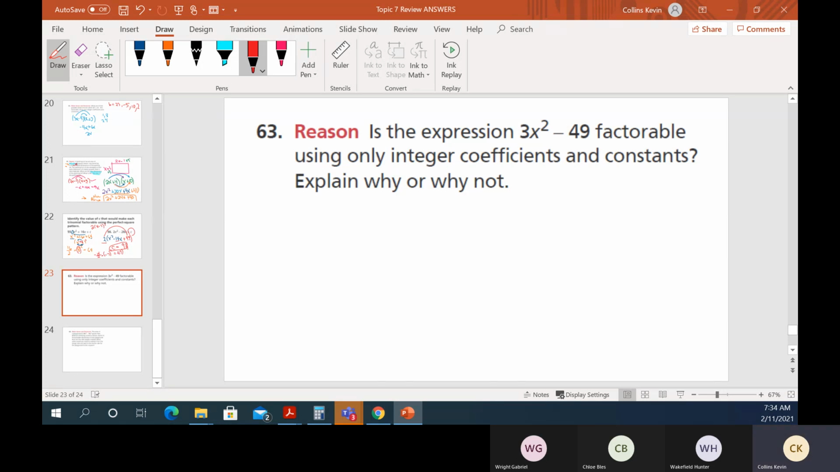All right, so let's check these guys out. So this says, is the expression 3x squared minus 49 factorable using only integer coefficients and constraints? Why or why not? Okay, so let's check this guy out.